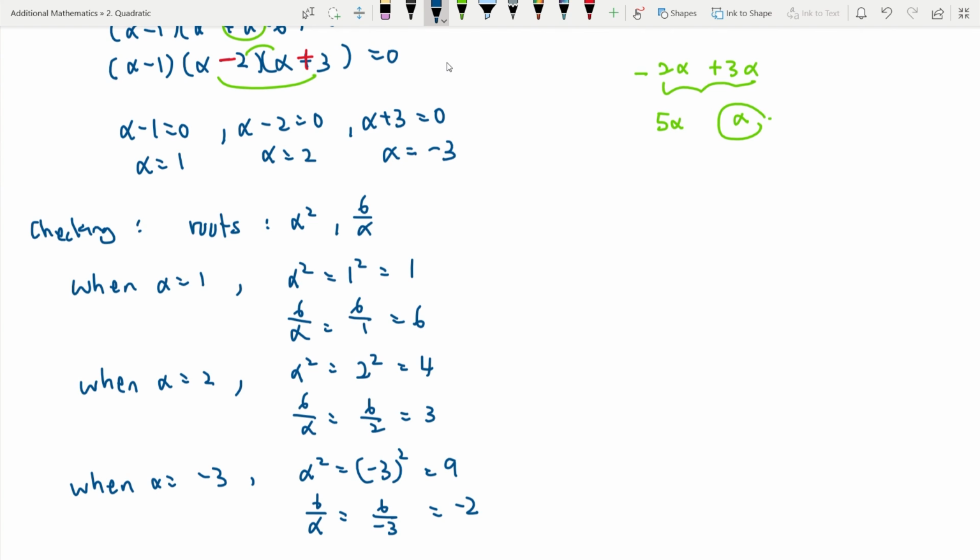Seems like all the roots are not the same. When alpha is 1, the roots are 1 and 6. When alpha is 2, the roots are 4 and 3. And when alpha is equal to negative 3, the roots are 9 and negative 2. So we don't have any equal roots. Hence, all the answers for our alpha are accepted.